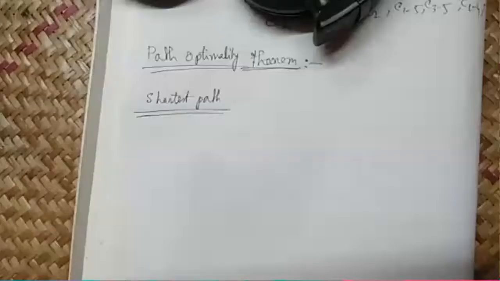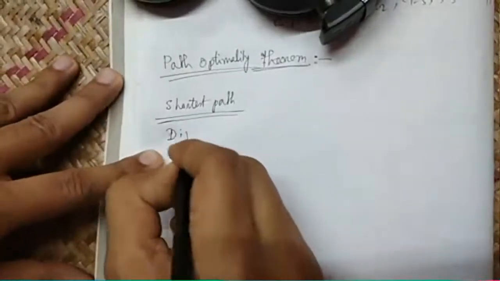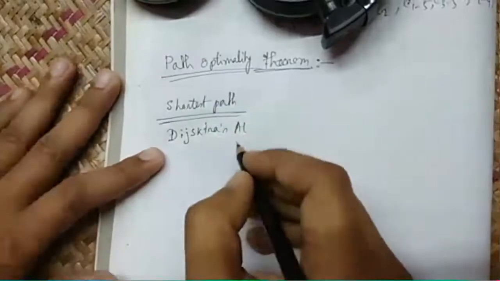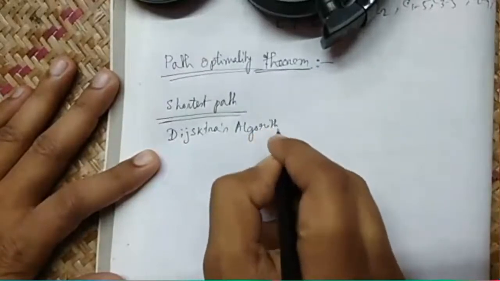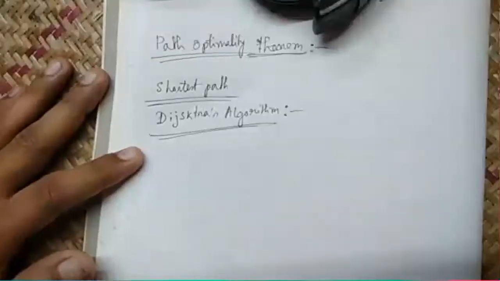Okay, so there are types of shortest path problems, but in this class we will learn how to find the shortest path from a given start to a given end, or the extreme start to the extreme end. For that we will learn an algorithm called Dijkstra's algorithm. Okay, this is a very interesting one.